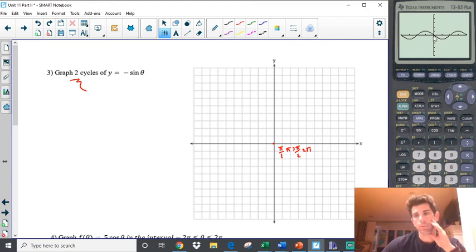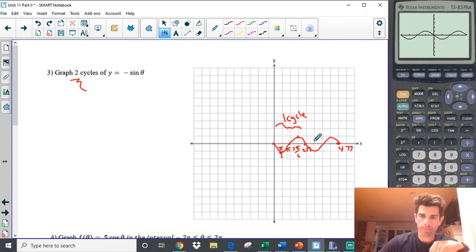So at 0, you were 0. Then at pi over 2, you're negative 1. At pi, you're at 0. At 3 pi over 2, you're here. At 2 pi, you're there. Now you just kind of go, so you went down, up, down. You're just going to repeat that now. Down, up, down, and you ended right here at 4 pi. So now this is one cycle there. And then that's two cycles there. Okay, so there's graphing two cycles.